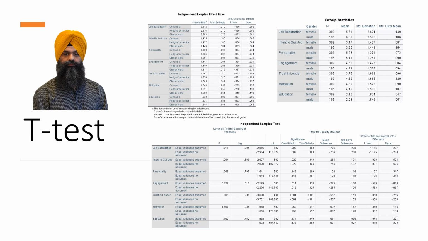To conduct a t-test, we use variables that represent two independent groups. In the given dataset, gender serves as the grouping variable with two categories, female and male. The other variables such as job satisfaction, intent to quit job, personality, engagement, trust in leader, motivation, and education represent the outcome variables that compare the mean between the two gender groups.